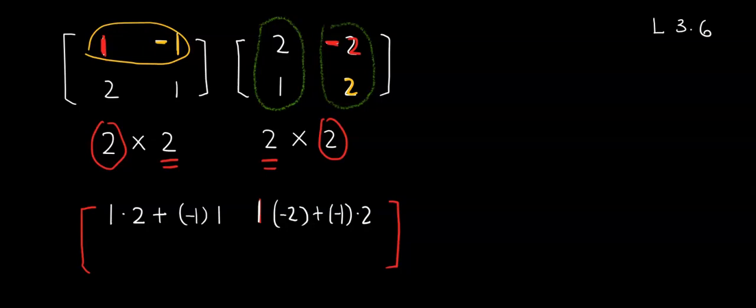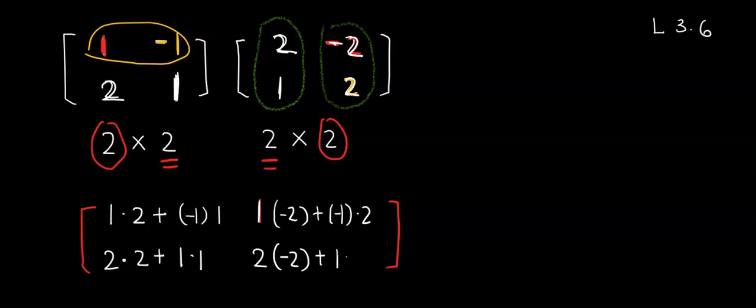We're going to do row 2. For row 2, 2 times, right here, 2 times 2 plus 1 times 1. And then you're going to do the second column in the second matrix. So it is 2 times negative 2. So just trace over it so you know which one I'm looking at. Plus 1 times 2. Okay? And then we're going to do a quick calculation.